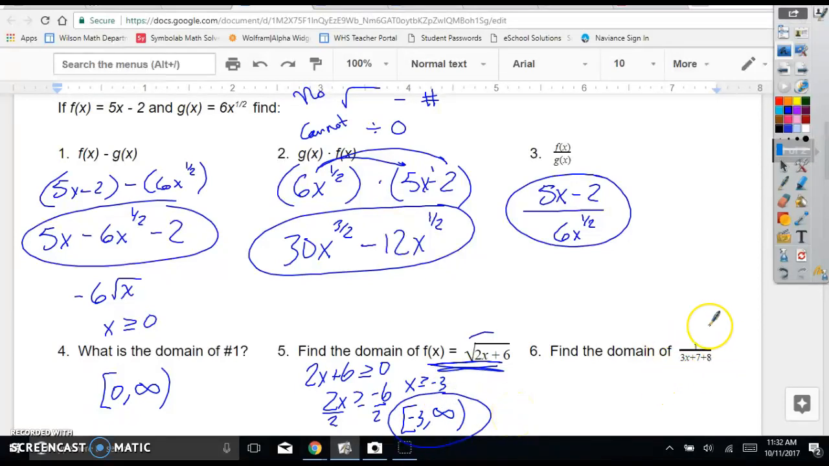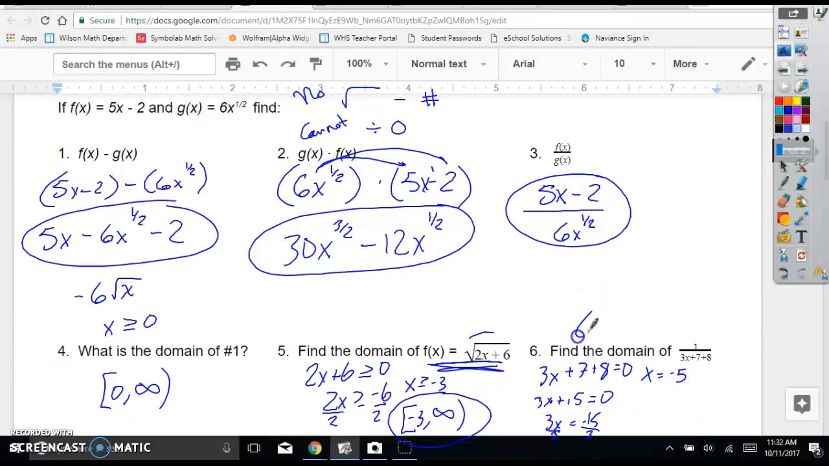Number 6, cannot divide by 0. That's this one. So I need to know when 3x plus 7 plus 8 would be 0 because that's the one number that won't work. So basically, 7 plus 8 is 15. So I get 3x equals negative 15. And then divide by 3. X is going to be equal to negative 5.